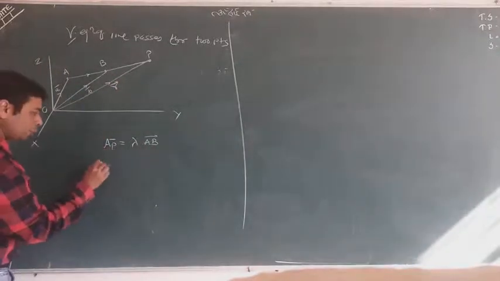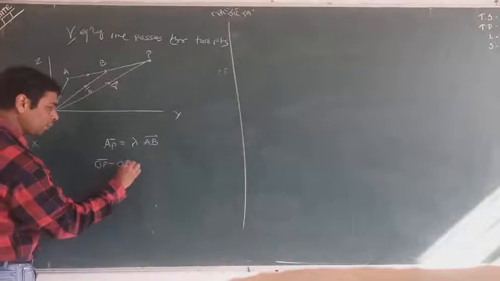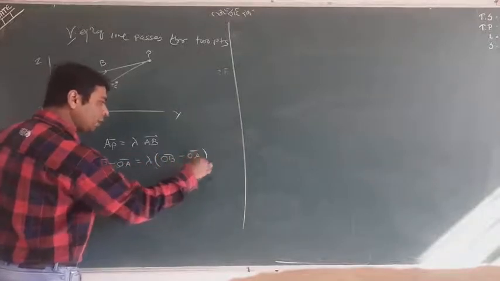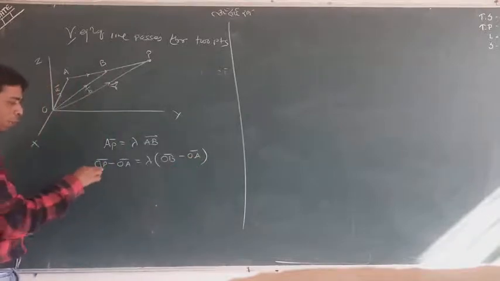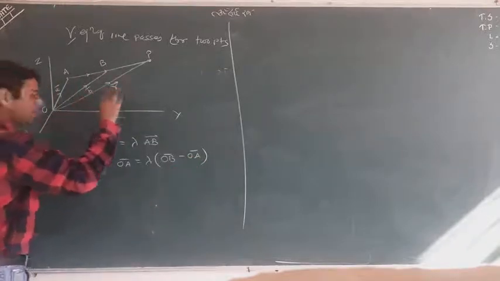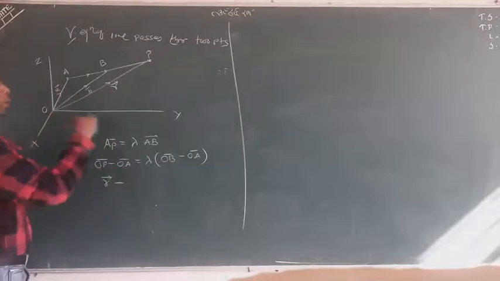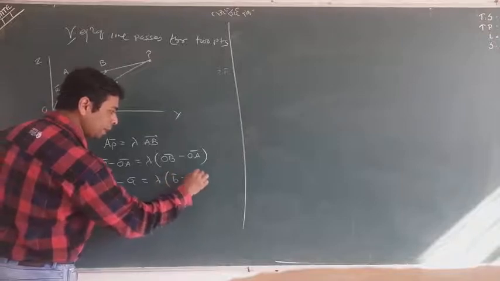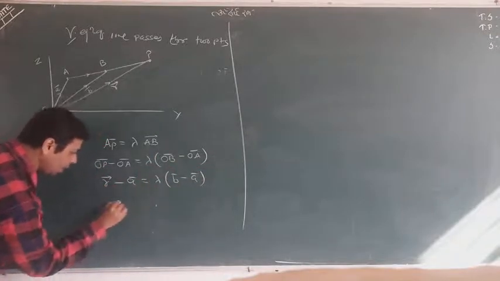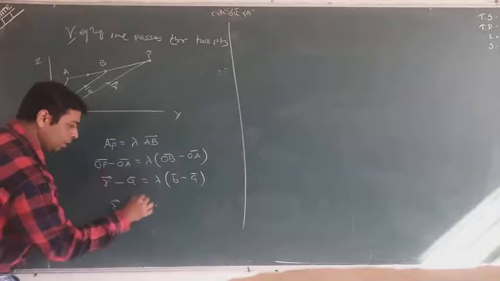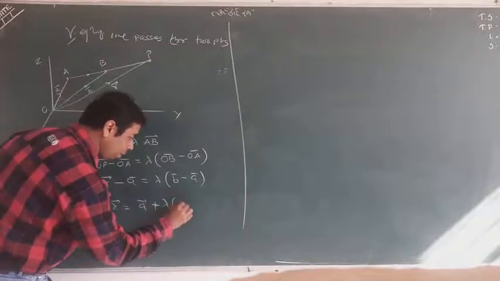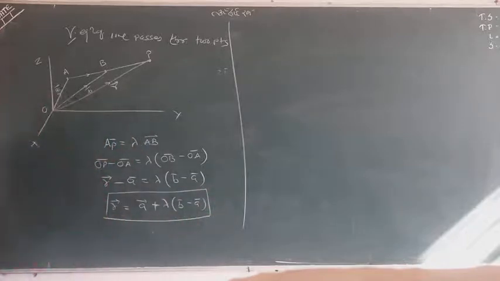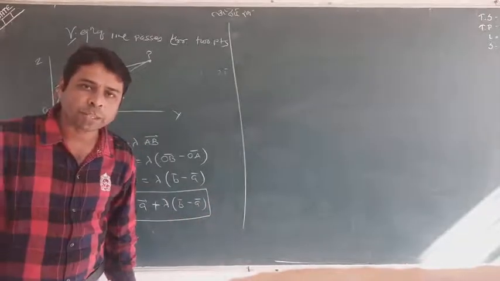What is the meaning of AP? Position vector of P minus position vector of A is equal to lambda times position vector of B minus position vector of A, with respect to O. Now go for that. OP meaning R is equal to, OA meaning A, lambda, OB meaning B. Transfer A to the other side: R equal to A plus lambda B minus A. Now this is the vector equation of the line which passes through 2 points.